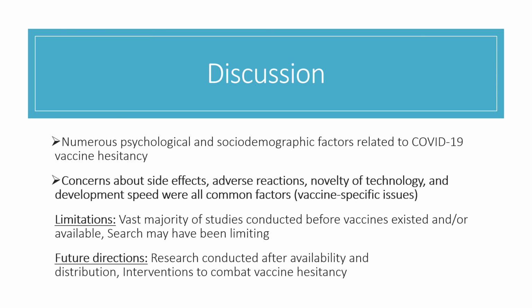And finally, future directions. Research should focus on this same issue, but after the fact, the vaccine is now available and widely distributed to the public. We should see what the psychosocial factors are currently and how that affects hesitancy. And then finally, research is needed to come up with effective interventions to combat and mitigate vaccine hesitancy.